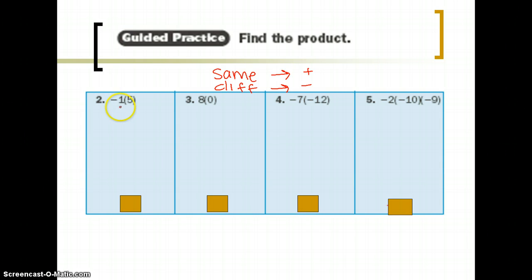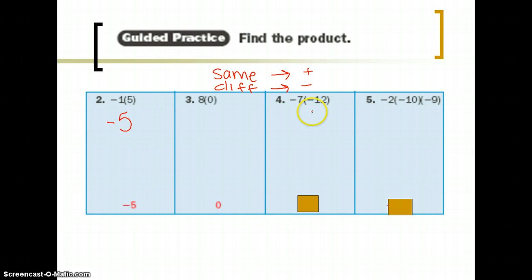Number 2. Negative 1 times 5. 5 times 1 is 5. Different signs equals negative 5. Number 3. 8 times 0, anything multiplied by 0, is 0.